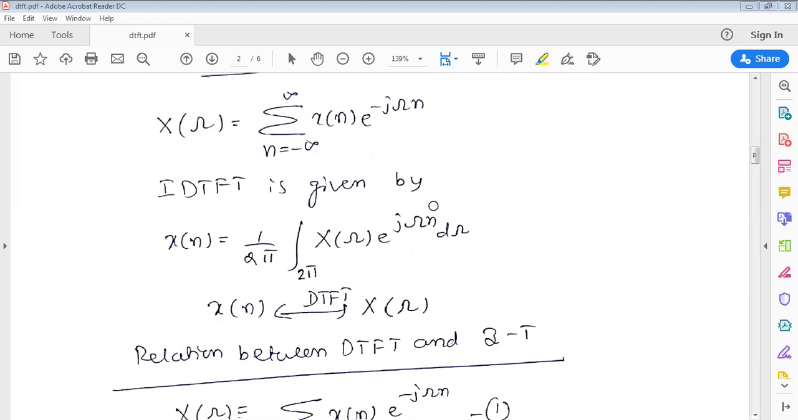Why so much of noise? x of n is equal to 1 by 2 pi integral for a period of 2 pi. Remember, it is for a period of 2 pi. x of omega e power j omega n d omega.